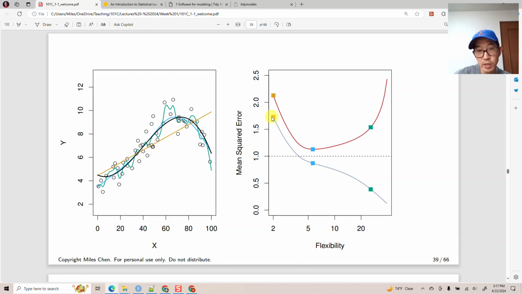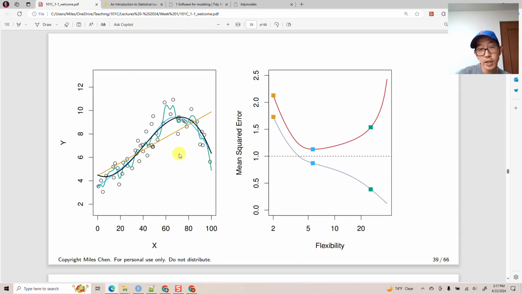What we see is that the orange line has the least amount of flexibility, and it has the most mean squared error, a lot of error between the dots and the line. The blue line has a little bit more flexibility, and it has less error than the orange line. And the green line, the green dot here, has the most flexibility, and as far as the error goes, it fits these dots a lot better, and so it has even less error in the training data.